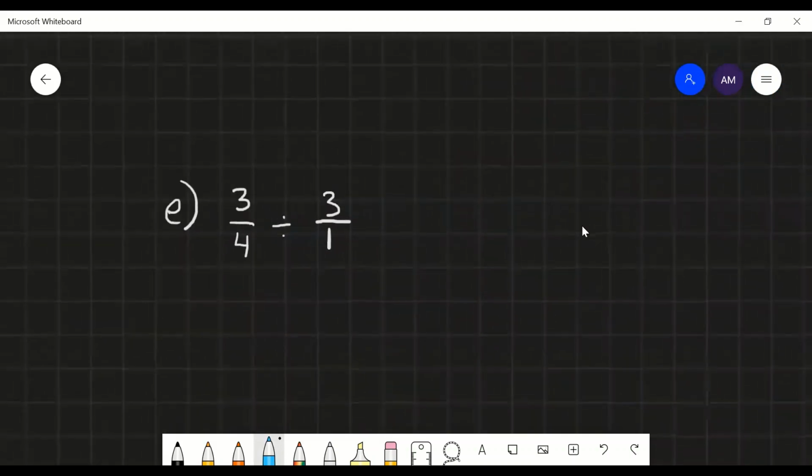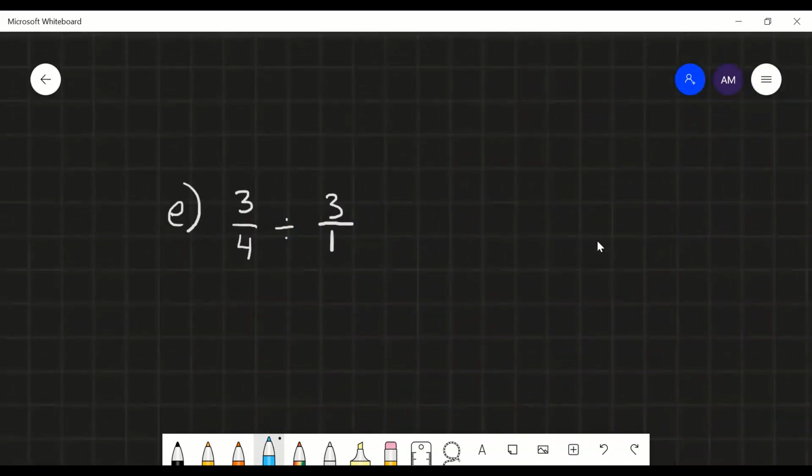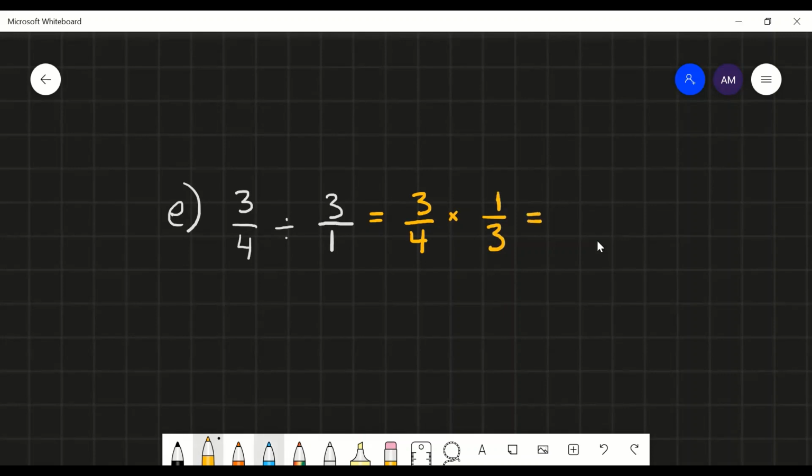And here's another one. 3 over 4 divided by 3 over 1. There are no surprises here. This is exactly the same as the ones above, times 1 over 3. Although I say no surprises, there is an option to be a bit sneaky here and be a little bit quicker. I'll do it the normal way that we've learned so far, which would be 3 times 1 is 3. 4 times 3 is 12.